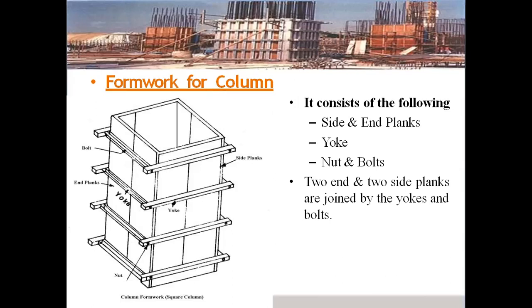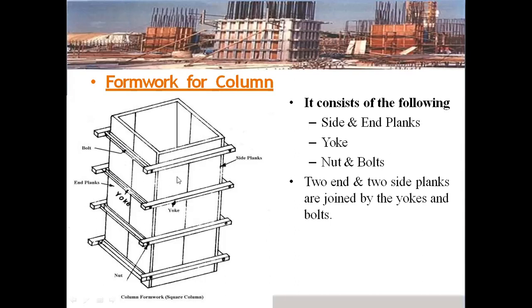The formwork for column. It consists of the following: side and end planks, yoke, and nut and bolts. Two end and two side planks are joined by the yokes and bolts. Here, these are the side planks. This one, and this one. These are all the side planks. These side planks are fitted with two ends, and two side planks are joined by the yokes.